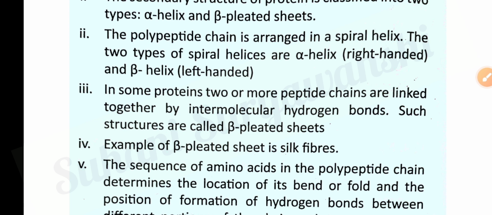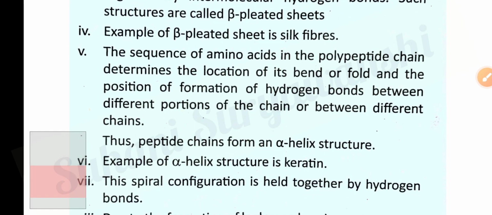Third, in some proteins, two or more peptide chains are linked together by intermolecular hydrogen bonds. Such structures are called beta pleated sheets. Fourth, example of beta pleated sheets is silk fibers. Fifth, the sequence of amino acids in the polypeptide chain determines the location of its bend or fold and the position of formation of hydrogen bonds between different portions of the chain or between different chains.